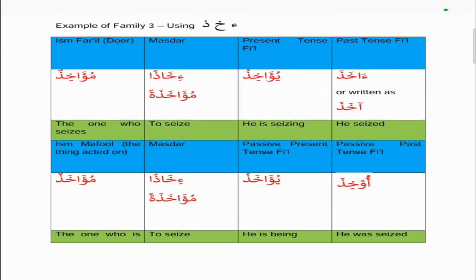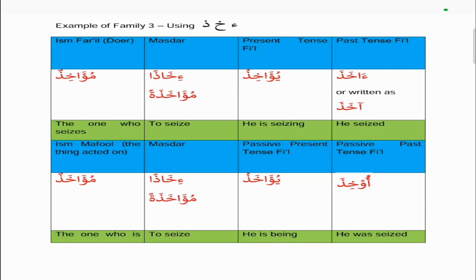So we'll take an example of family 3 using an actual 3 root letter word. So it's the hamza, the kha and the za. The past tense would be akhaza, or it can be written with the alif with the madda on top. The present tense fi'l will be yu'akhizu. So the past tense was he seized, and the present tense is he is seizing, and the masdar is ikhazan and mu'akhazatan, which is to seize or seizing, and ism fa'il is mu'akhizun, the one who seizes.